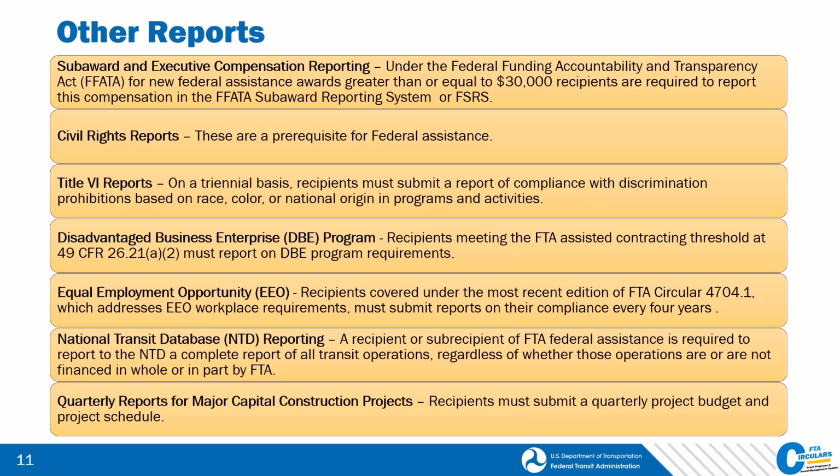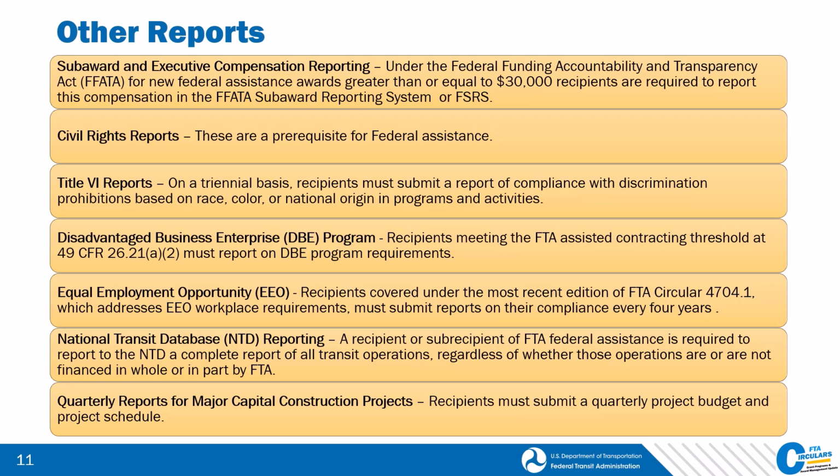Then we have the Disadvantaged Business Enterprise, or DBE program. All FTA recipients receiving planning, capital and/or operating assistance must maintain a DBE program as outlined in 49 CFR 26.1A2. Equal Opportunity Employment, EEO. Recipients covered under the most recent edition of FTA Circular 4704.1, which addresses EEO workplace requirements, must submit reports on their compliance every 4 years.